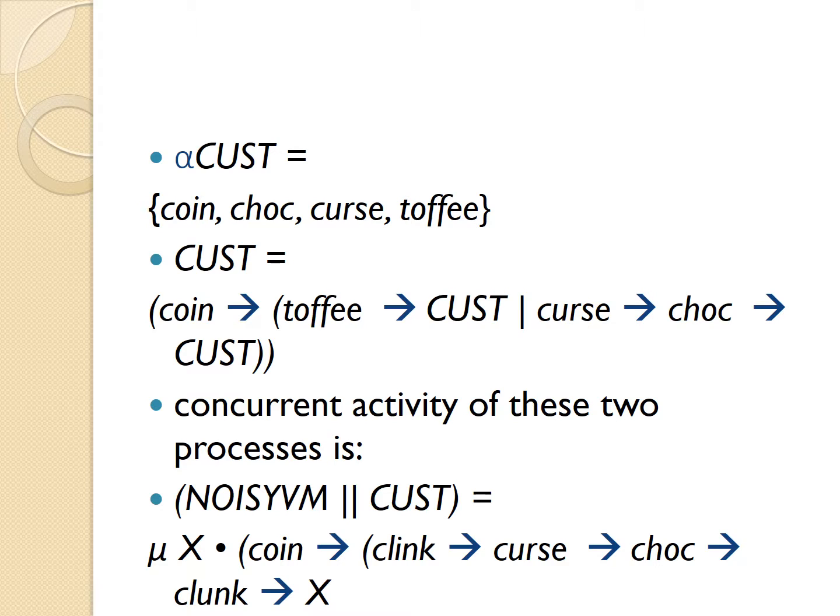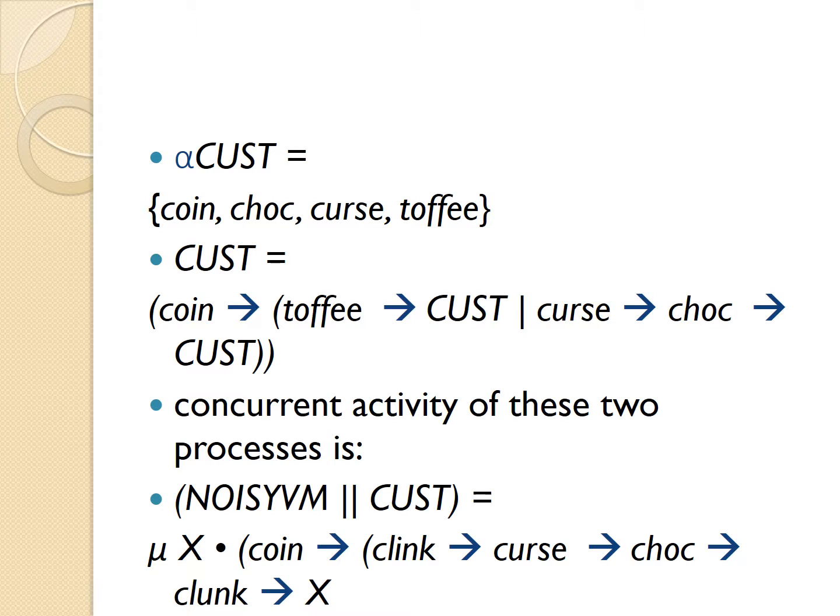So what does the customer do? He inserts the coin first. He wants a toffee. If it is not there, curse, he failed to get it, so he will take the chocolate. That is the notation, clearly using the prefix and choice notations. Here we discuss concurrent activity, the concurrent activity of these two processes, the noisy vending machine and the customer, with different alphabets.